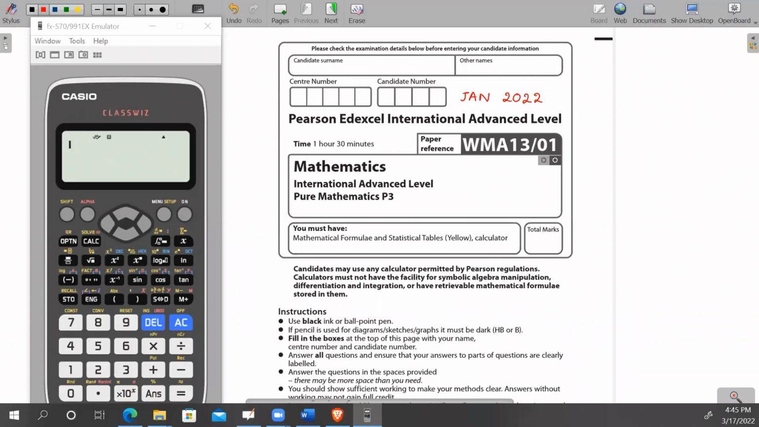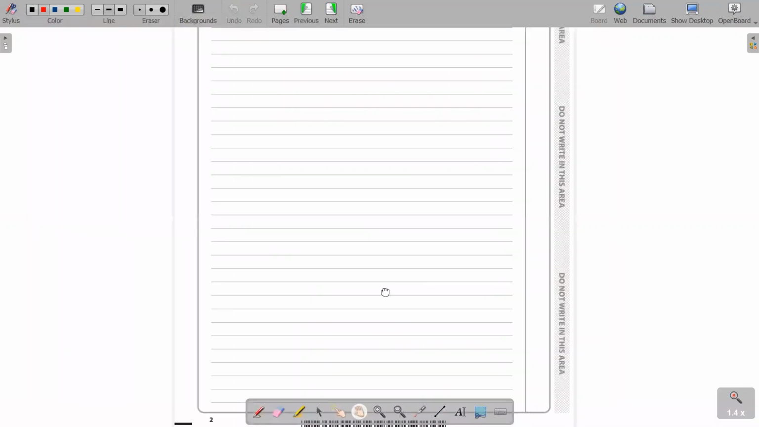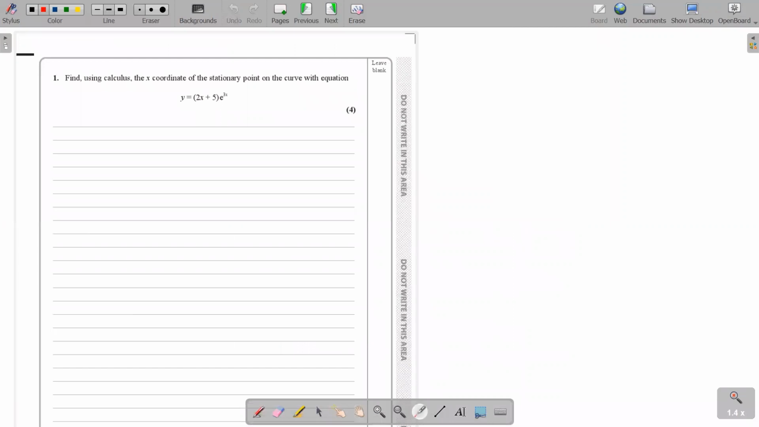Hi everyone. So today we will discuss the January 2022 Pure Mathematics paper 3. Question number 1. They say find using calculus the x-coordinate of the stationary point on the curve with equation y equal to 2x plus 5 times e to the power 3x.